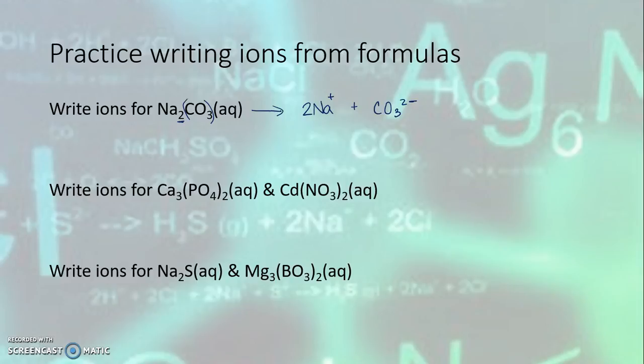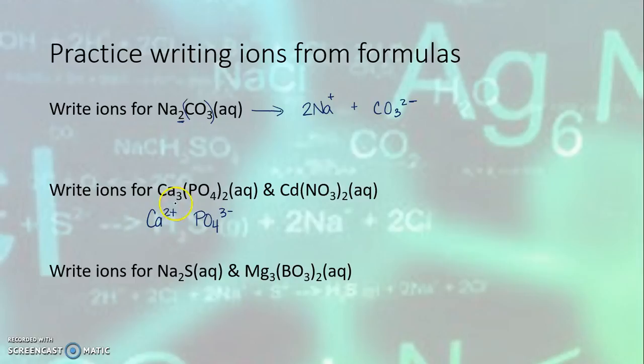All right, so the ions for calcium phosphate aqueous and cadmium nitrate aqueous. Okay, now if you think you got this, go ahead and pause it and then come back and check your work. Okay, calcium phosphate is going to break up into calciums and phosphates. Just listen to the name. So we're going to have calciums with a +2 charge, and phosphates, they are -3 charge.